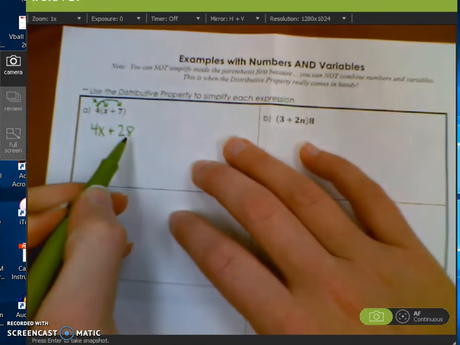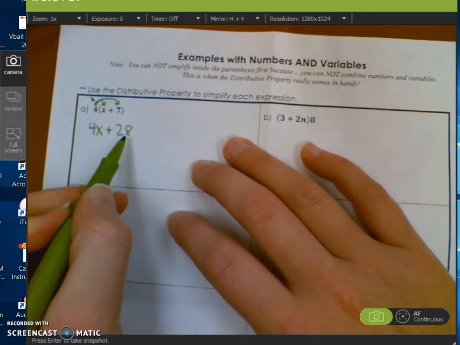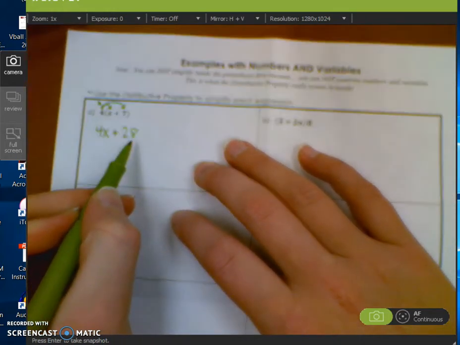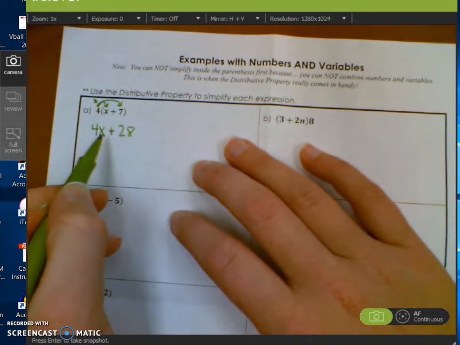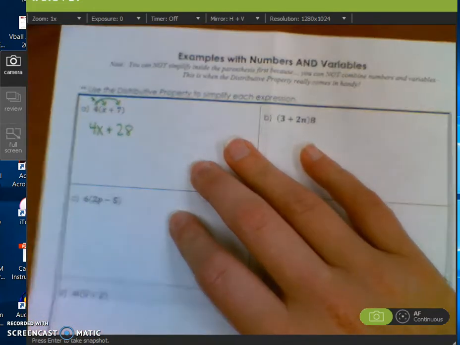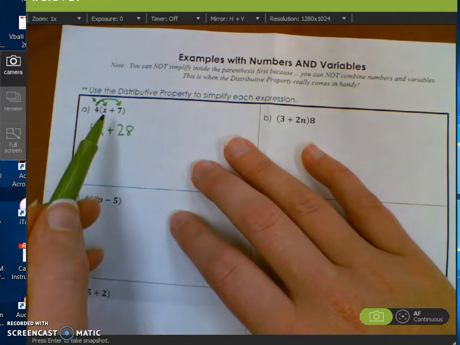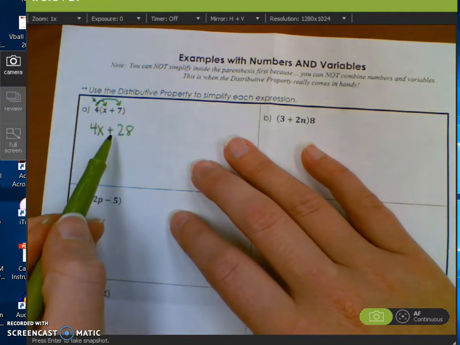4x and 28 are not like terms. 4x has a variable, 28 does not, and we call it a constant because it doesn't have a variable. So this is in simplest form. That is simplified. We just use the distributive property to simplify 4 times the quantity x plus 7 to be 4x plus 28.